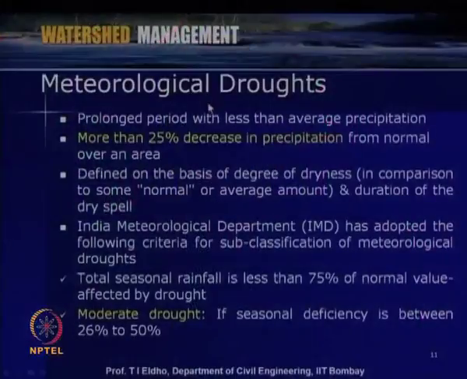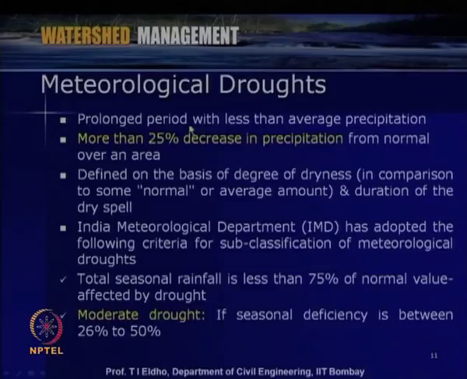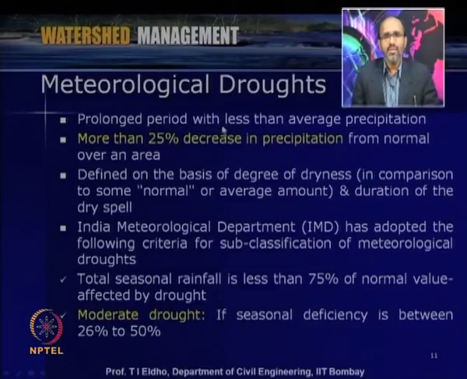So first one is the meteorological droughts. As we discussed, whenever a prolonged period with less than average precipitation takes place, then we can say that meteorological drought takes place. So this we can classify into 3 categories. When the rainfall in a particular location has a 25% decrease with respect to the normal, that is one category.